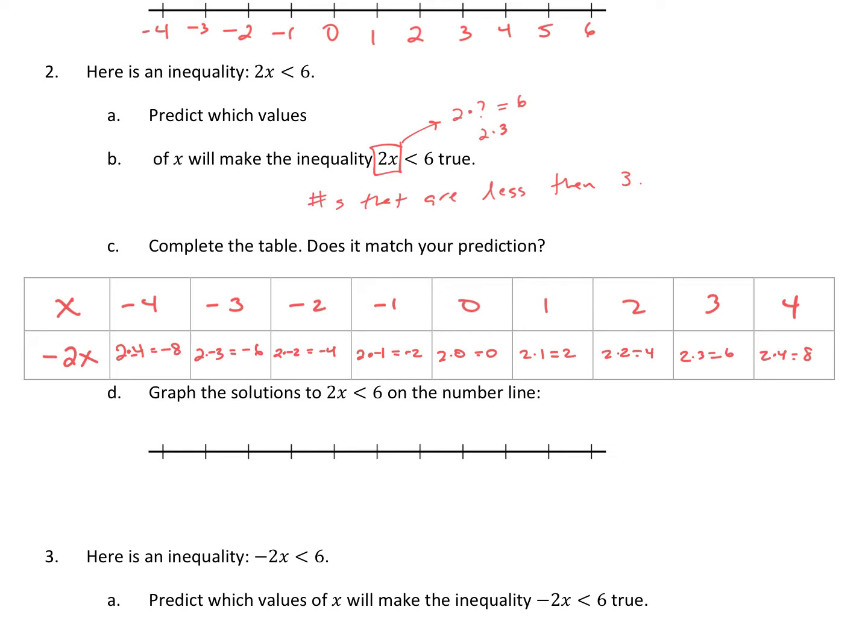So if I look here, I can see all of the numbers that are less than 3 give me an answer that is less than 6. So I know that my prediction was correct. So I know that I need the numbers less than 3. So to graph that, I start by putting my 3 in the middle and then build my number line around that. I'm going to put my circle on the 3. It's not going to include the 3, so it does need to be open. And then I'm going to draw my arrow to the left.